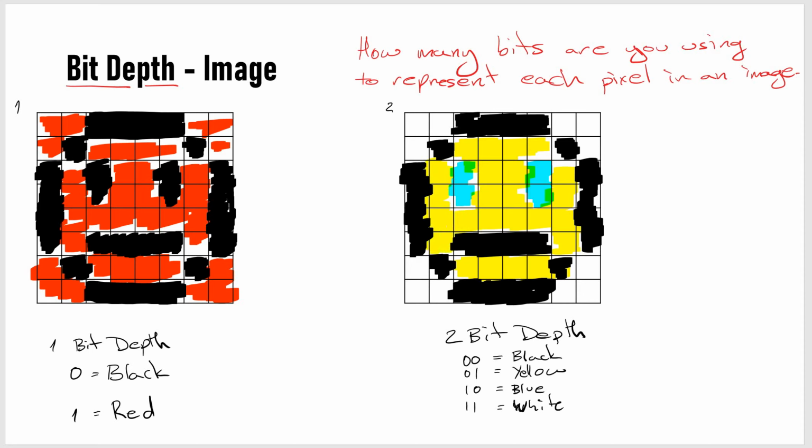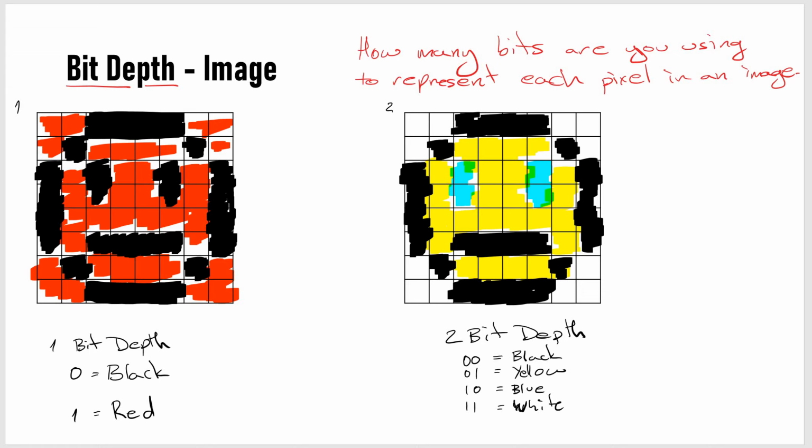Like so. Now immediately you can see that by increasing the bit depth of an image, we are able to represent more colors, and that in turn increases the quality of the image. So increasing the bit depth increases the quality that we are able to represent. But unfortunately, it does also increase the file size.